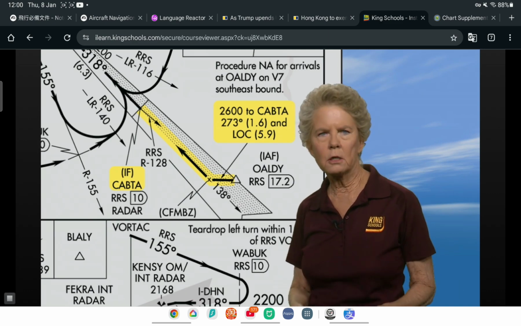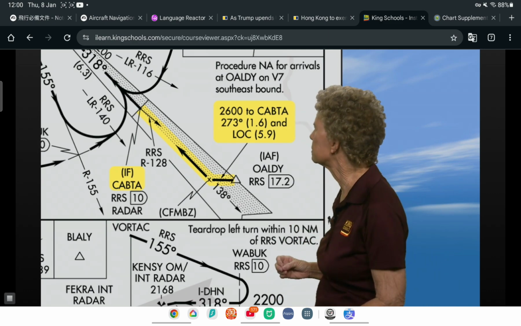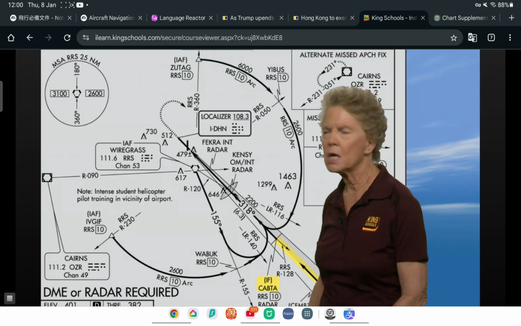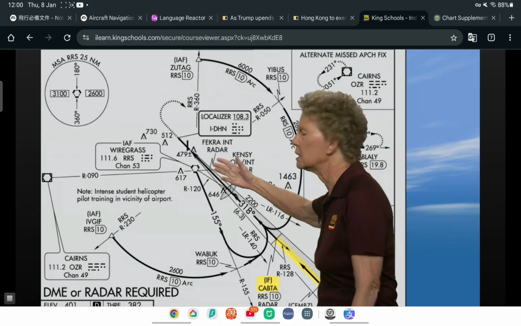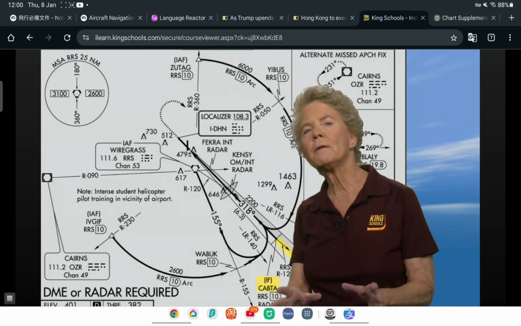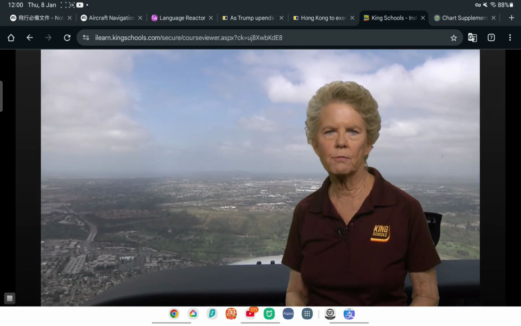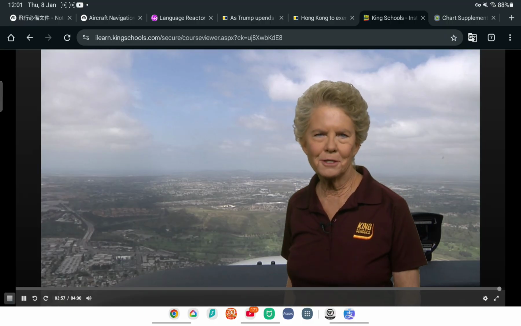So from the Uvalde initial approach fix, you do not fly a course reversal because ATC cleared you for a straight-in approach and because you can't find a course reversal anywhere on that chart, no matter how hard you look. And that makes sense because if you're already mostly lined up with the runway, it just wouldn't make sense to do a procedure turn.